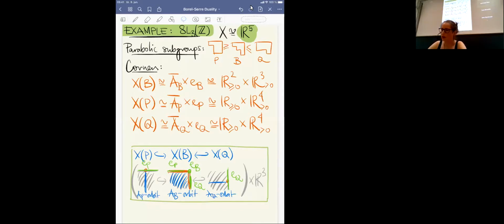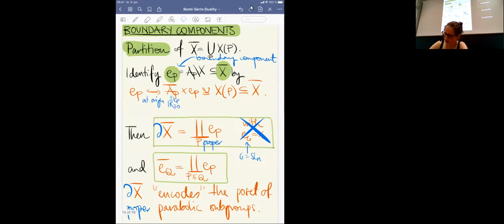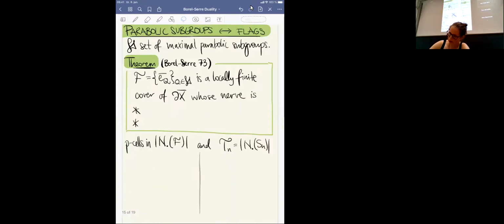Okay, so I hope this gives you some idea of what's going on. So let's see how the Tits building shows up. If you've seen parabolic subgroups before, you can guess what's going on. Parabolic subgroups correspond to flags, and this is how this translation is going to work. So let's make this slightly more specific. This is the identification that Borel-Serre did.